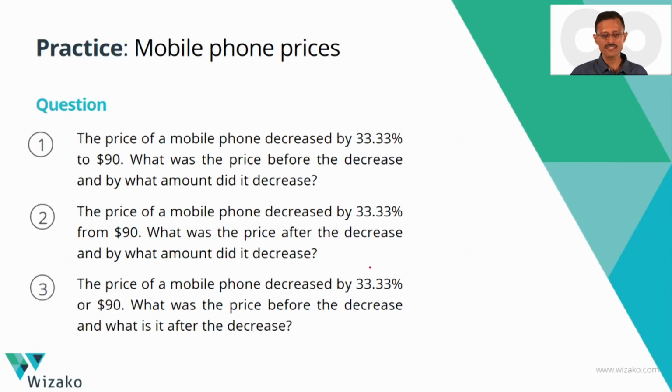Let's look at a question which has got 3 parts to it, where the percentage is given in a value which is 33.33%. Let's start with these one by one.